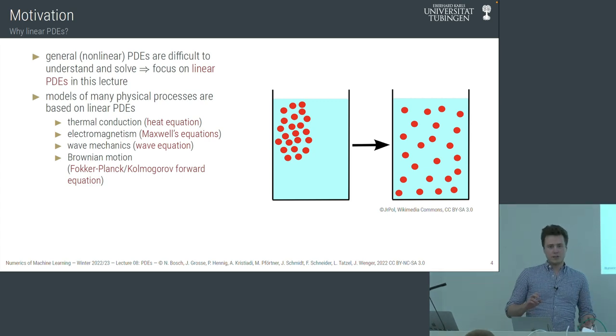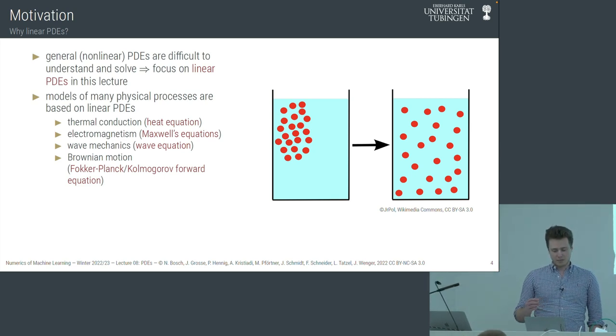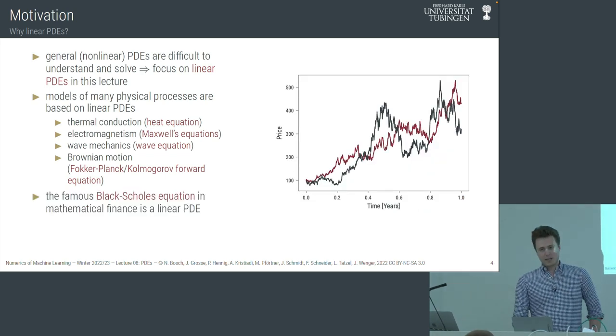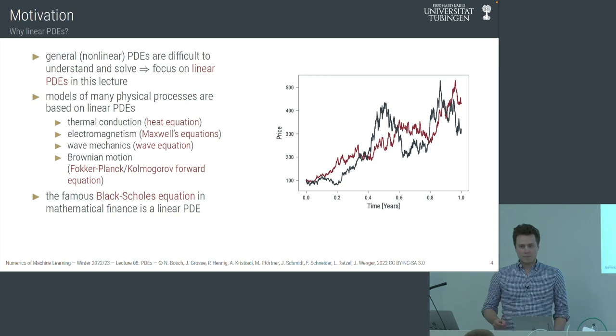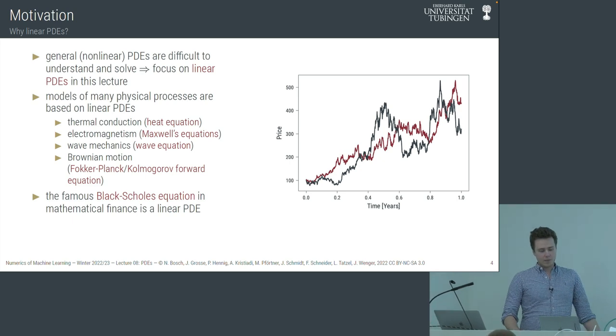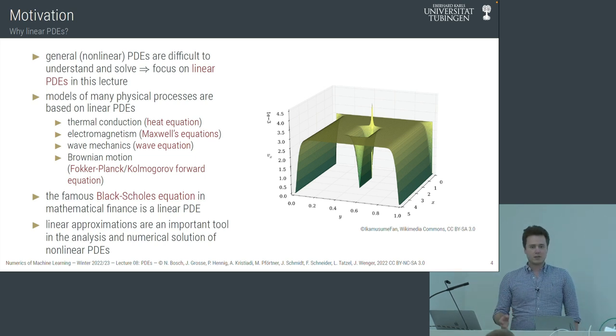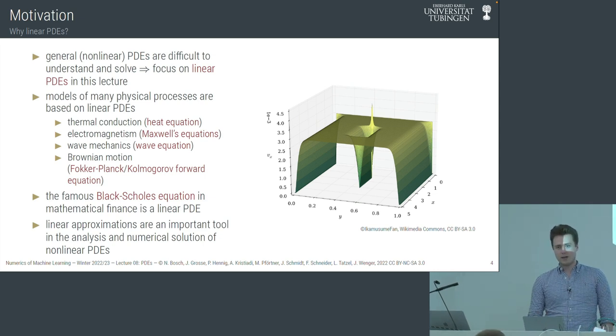And the particle velocities of particles in Brownian motion are also described by the so-called Fokker-Planck or Kolmogorov-Forward equation. The latter one also has quite an important place in mathematical statistics where it relates to stochastic processes. But it's not just physical models that are described by these equations, I already hinted at financial markets. The famous Black-Scholes equation, which is used in mathematical finance, is also such an equation. And finally, if we work with nonlinear partial differential equations in practice, we can use linear approximations to these nonlinear equations in numerical simulation, essentially by iteratively relinearizing.